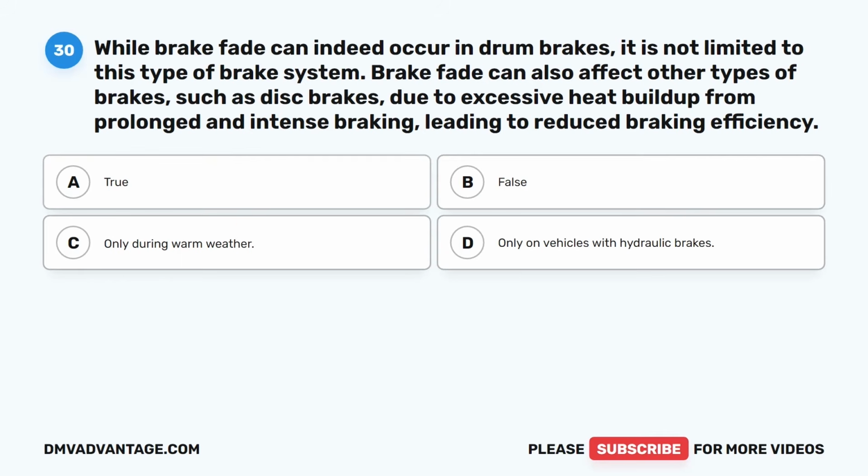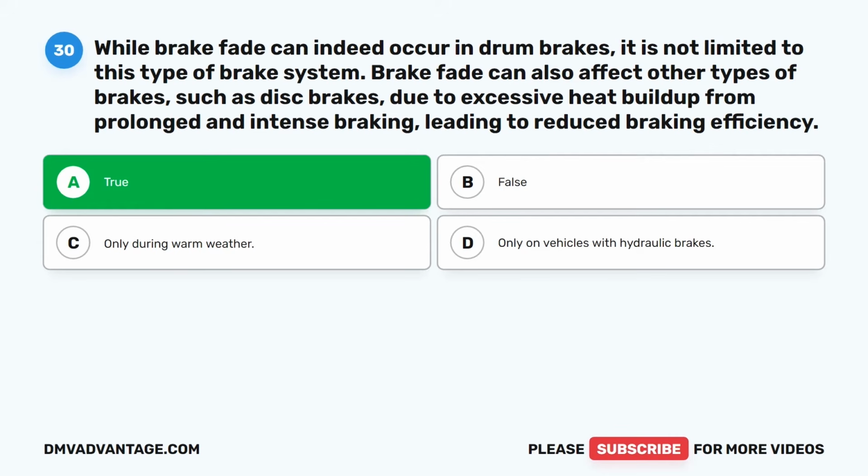Question 30. While brake fade can indeed occur in drum brakes, it is not limited to this type of brake system. Brake fade can also affect other types of brakes, such as disc brakes, due to excessive heat buildup from prolonged and intense braking, leading to reduced braking efficiency. A. True. B. False. C. Only during warm weather. D. Only on vehicles with hydraulic brakes. The correct answer is A.